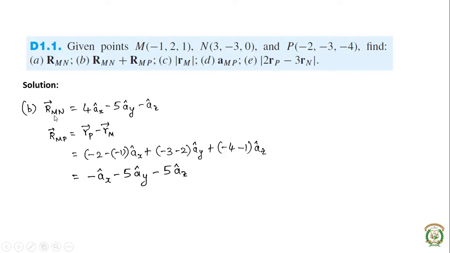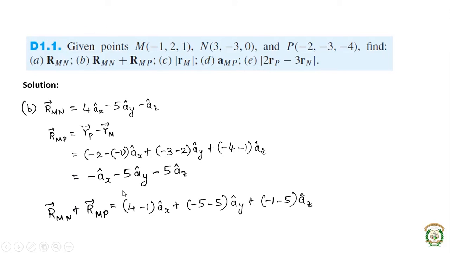So we have the vectors Rmn and Rmp, and we need to add these two vectors. So the sum Rmn plus Rmp is 4 plus -1, that is (4 - 1) Ax, (-5 - 5) Ay, and (-1 - 5) Az. If you simplify that, you will get 3Ax, -10Ay, -6Az. So this is the sum vector Rmn plus Rmp.